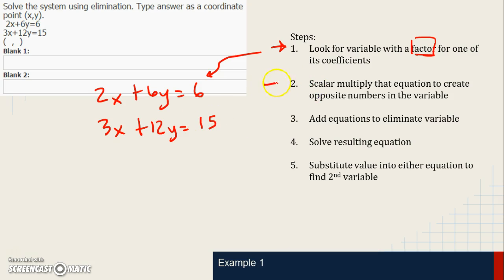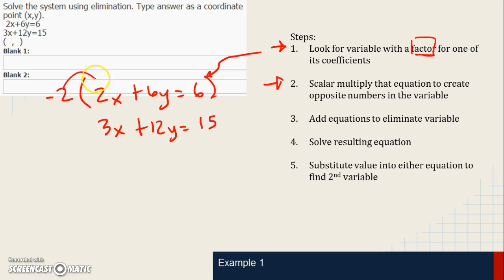And now our second step is to scalar multiply this equation by a number that's going to create the opposite of 12. So what's the opposite of a positive 12? Well, it's a negative 12. So what number do we have to multiply this equation by to get a negative 12 in front of the y? Well, 6 times 2 is 12. But that would give us a positive number. We need it to be opposite. We need it to be negative, so we're going to multiply by negative 2.